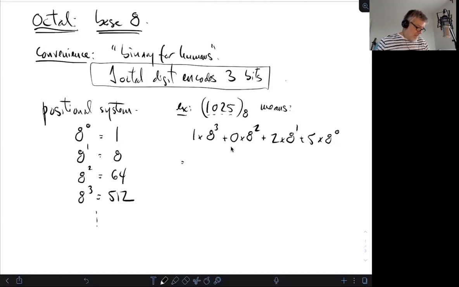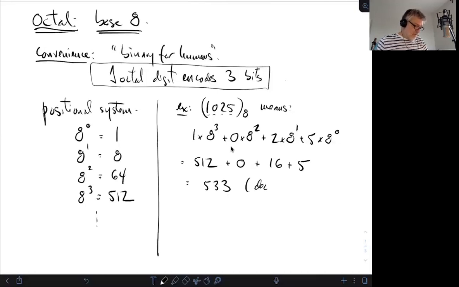So in this particular case, this would be 512 plus 0 plus 16 plus 5, which turns out to be 533. This is in decimal, right? Okay, so this is how you read off a number in octal. So you go from octal to decimal, you just read it off, okay? There you go. Okay, how do you then convert the other way around?